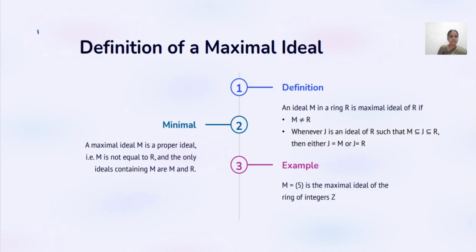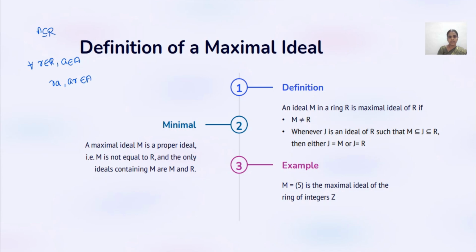A subset A of R is called an ideal if A is a subgroup under addition and for every r belongs to R and a belongs to A, both ra and ar should be in A. Now we'll see what is a maximal ideal.